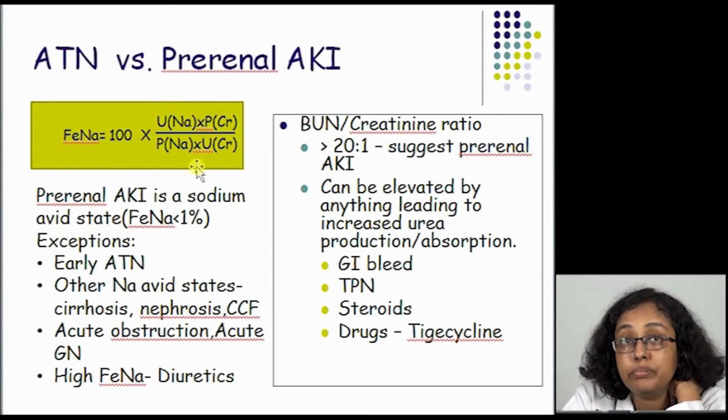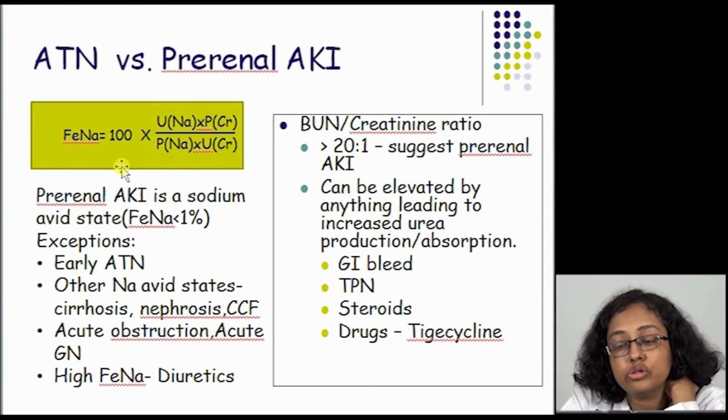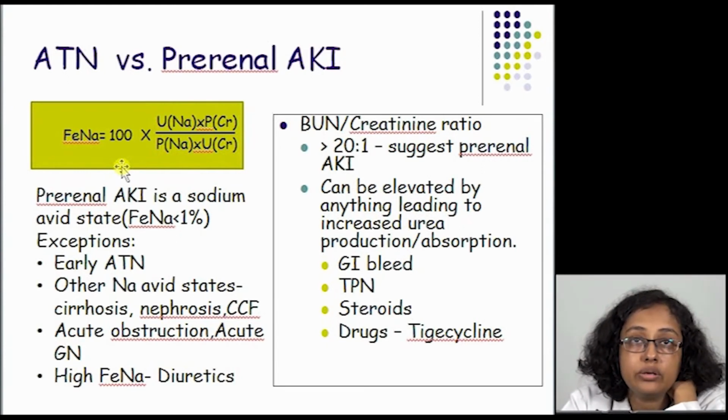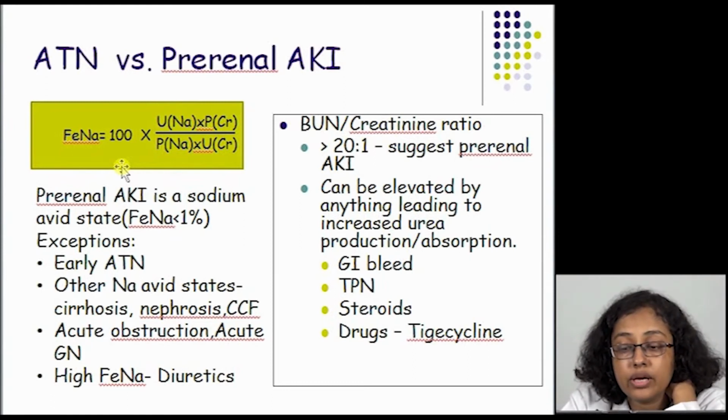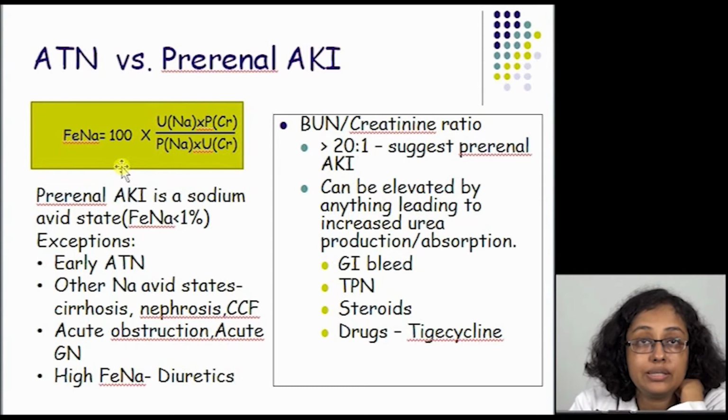Again, in a pre-renal patient, you may still have FeNa more than 1% because the patient is on diuretics. So obviously there will be increased sodium loss in the urine. The other thing to remember is pre-renal patients usually have a high blood urea compared to the serum creatinine. The ratio is more than 20, so the blood urea to creatinine ratio is more than 20:1. It would suggest a pre-renal cause. But again, this comes with caveats. It could be elevated because of increased urea production or reabsorption, as you see in GI bleeds, steroid use, or certain antibiotics like tigecycline.